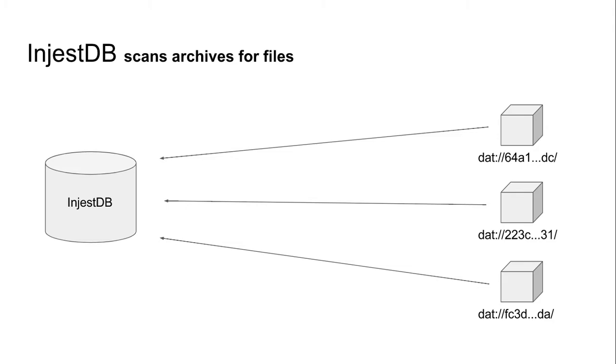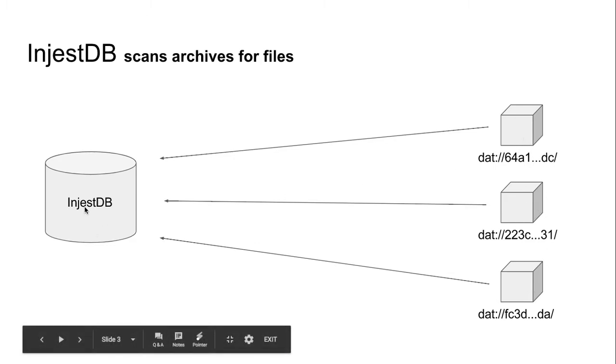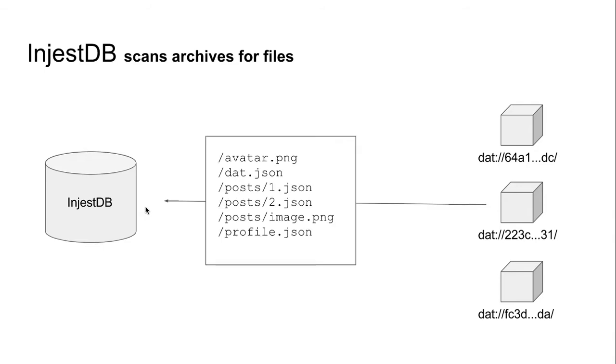First of all, InjestDB scans different DAT archives for files. So you see over here we have three different archives. They're being piped into InjestDB. Now let's say that one of these archives has the following file listing here: an avatar.png, dat.json, this posts folder with two JSONs in it and an image, and then this profile.json. Now imagine we've configured InjestDB to look for files underneath the posts directory with the JSON extension. So it would match these two files.